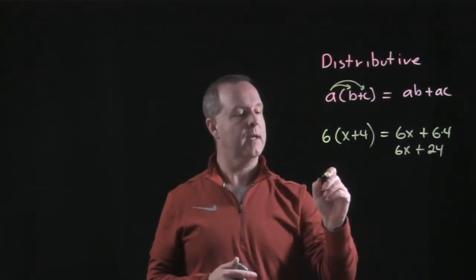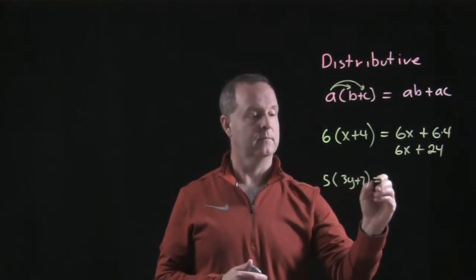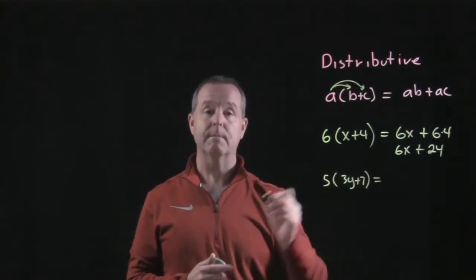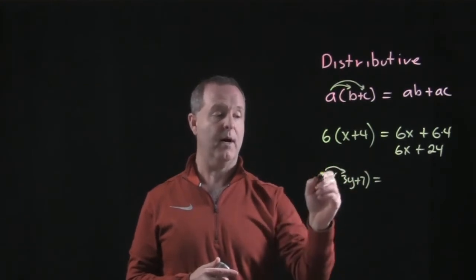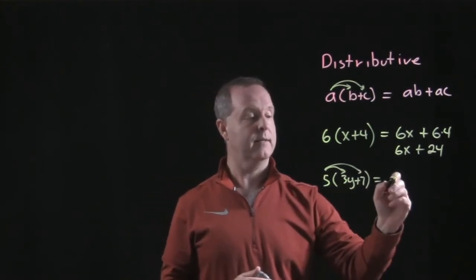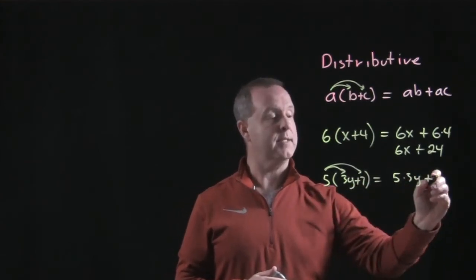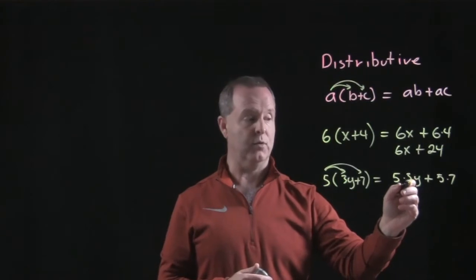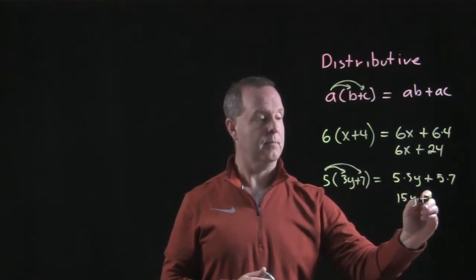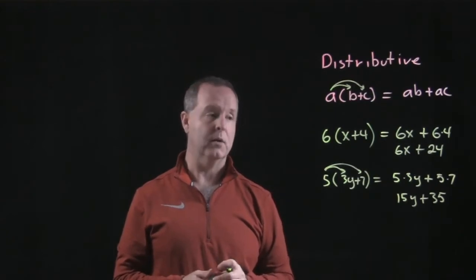Another example, say that I have 5 times (3y plus 7). I could use the distributive property as well by distributing this 5 across both terms: 5 times the 3y and 5 times the 7. So if I have 5 times 3y plus 5 times the 7, clean that up, 5 times 3. I can associate my 5 and 3 in this one, so this becomes 15y plus 35. And that's just a usage of what the distributive property looks like.